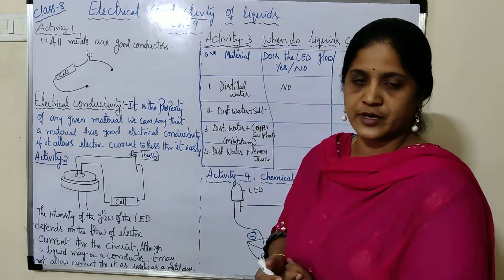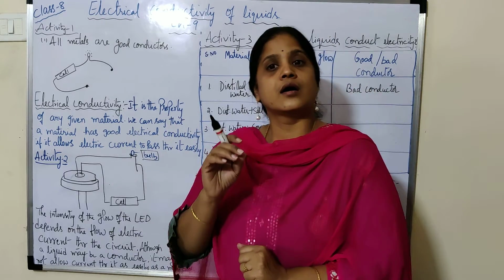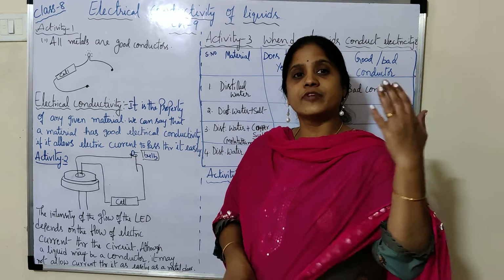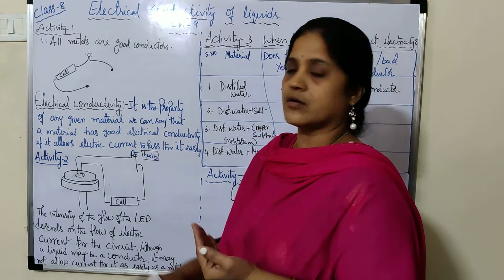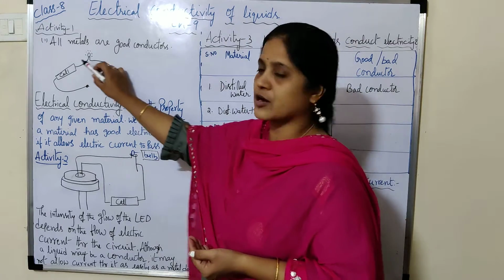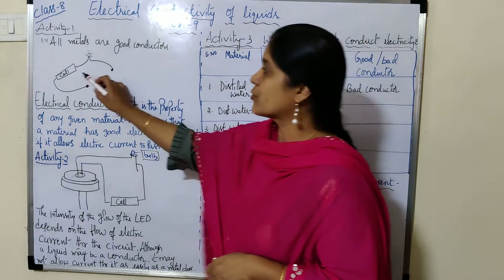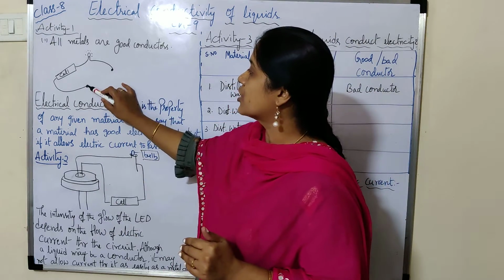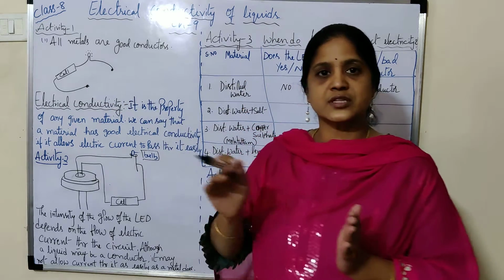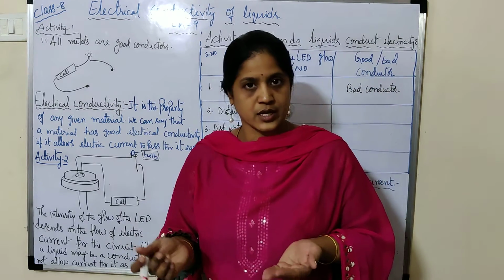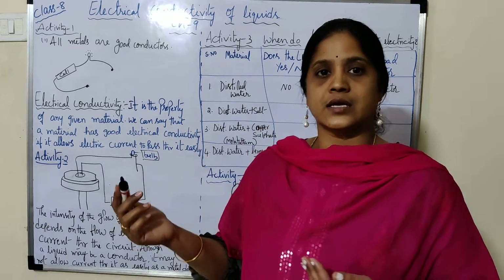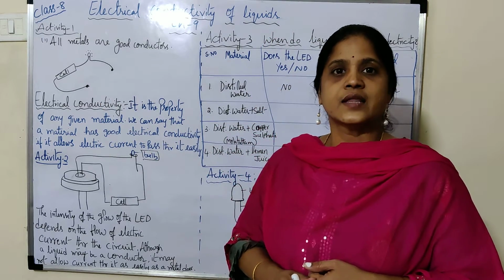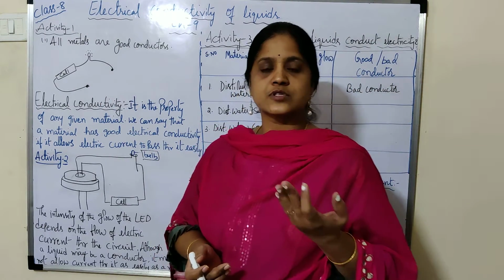Now in activity 1 we take solid substances and check whether they allow the current or not. For that we have to make a simple circuit. A simple circuit means take a cell, an LED bulb, and connecting wires, and here we leave these 2 terminals. In between these 2 terminals we take different solid materials and fill this gap. Then each time we observe whether the bulb glows or not.